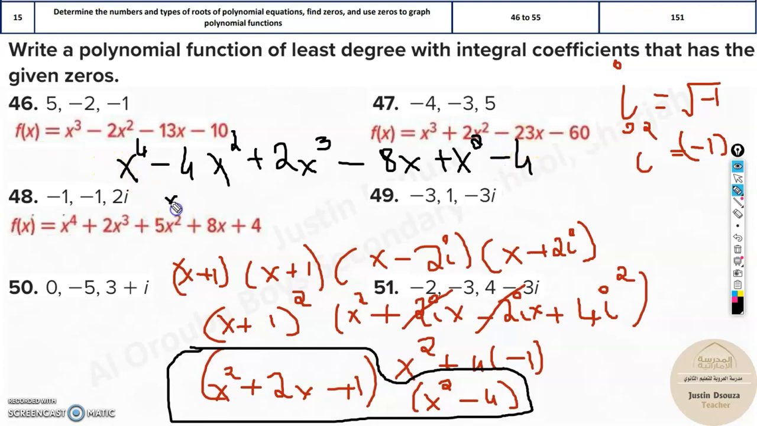Let's simplify this. x to the power 4 is alone. What about x cube? That is also alone, so plus 2x cube. Now over here, what do I have? Minus 4x square, and over here there is 1x square. Let me just take 1 minute. I've got an error somewhere over here.